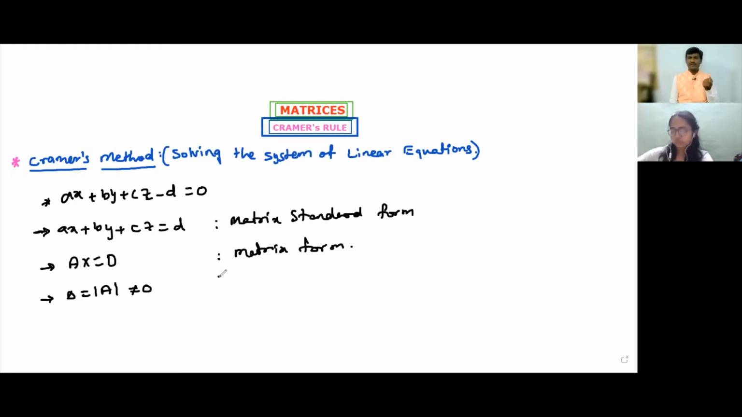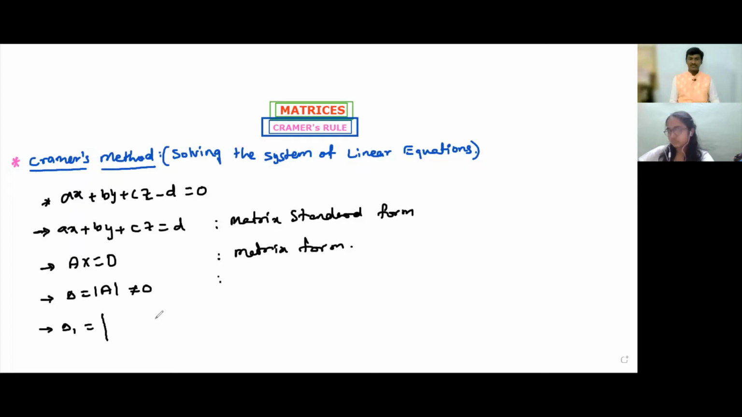Check whether this is not equal to 0 or not. Mostly the value is not equal to 0. If it is equal to 0, the inverse method or Cramer's method does not exist, not possible. So compulsorily it is not equal to 0. Then A inverse exists and Cramer's method is possible.